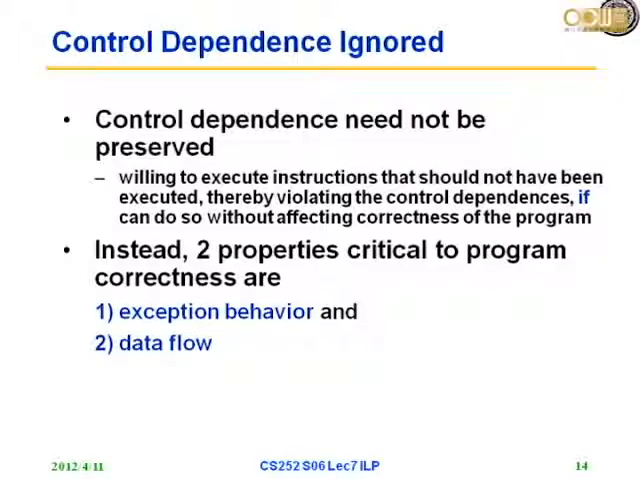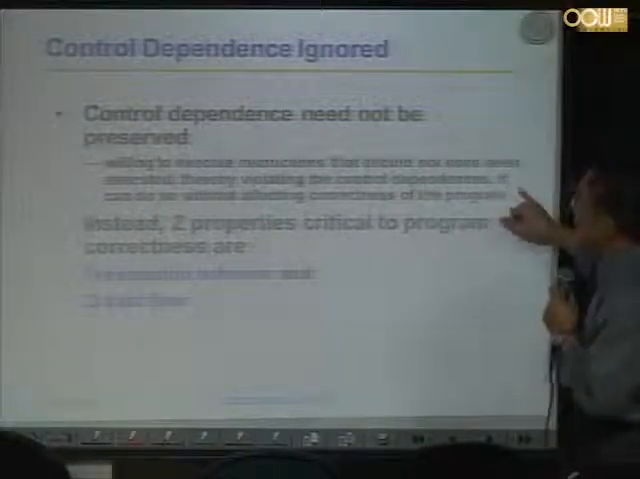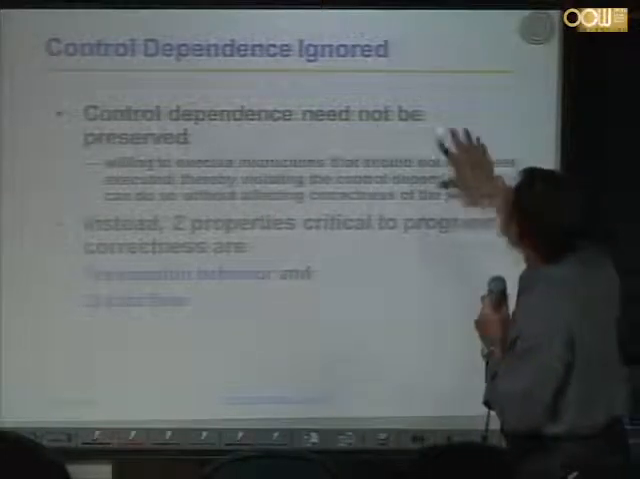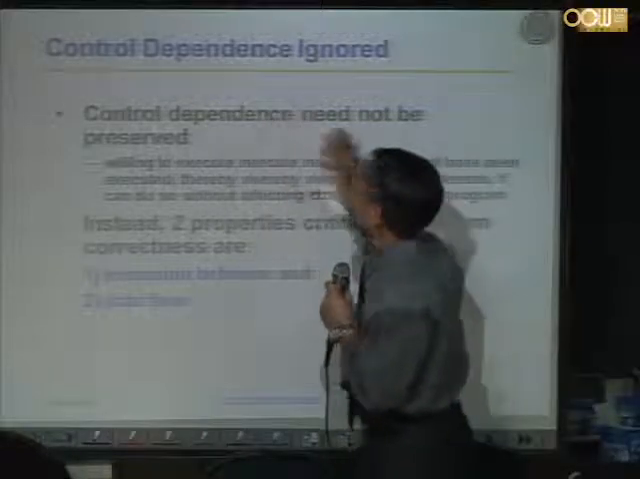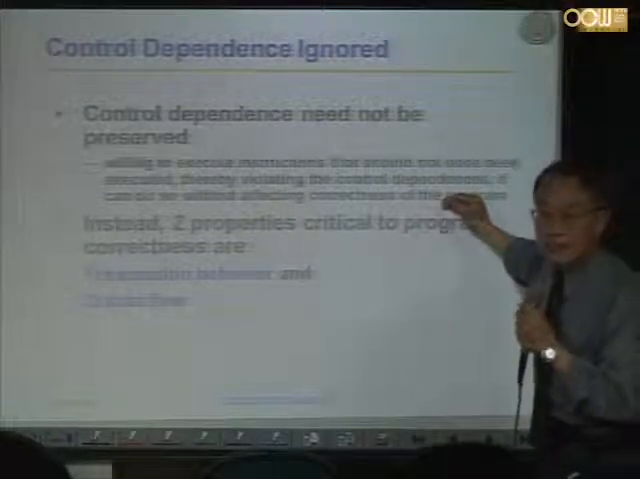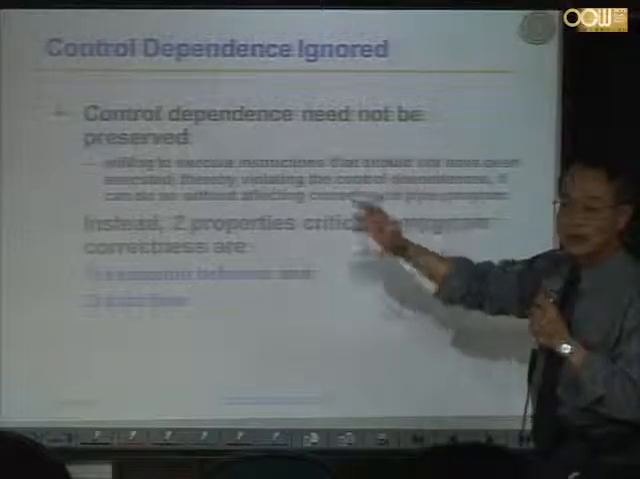Okay. So control dependence need not be preserved. Why? I thought the author says it needs to be preserved. Okay, willing to execute instructions that should not have been executed, thereby violating the control dependencies, if we can do so without affecting correctness of the program. So you don't need to preserve control dependence if you can guarantee the correctness of the final result. What does that mean? That means you can do whatever you want. You can do any redundant work.